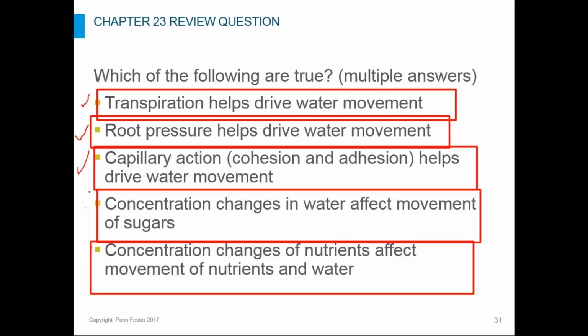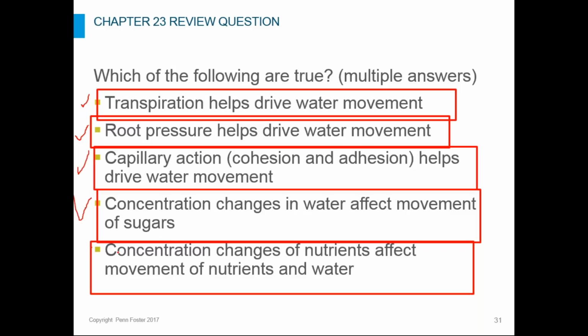And then these last two are related to the pressure flow hypothesis that we just talked about. So I know it's a little bit confusing, but that's okay. Just go back and review that one a little more. So concentration changes in water affect the movement of sugars. So part of that hypothesis, the pressure flow hypothesis we talked about on the last slide, is that as water moves in, it creates a lot of pressure, and so it can move the sugars. It can push the sugars throughout the plant. So that one is also true.